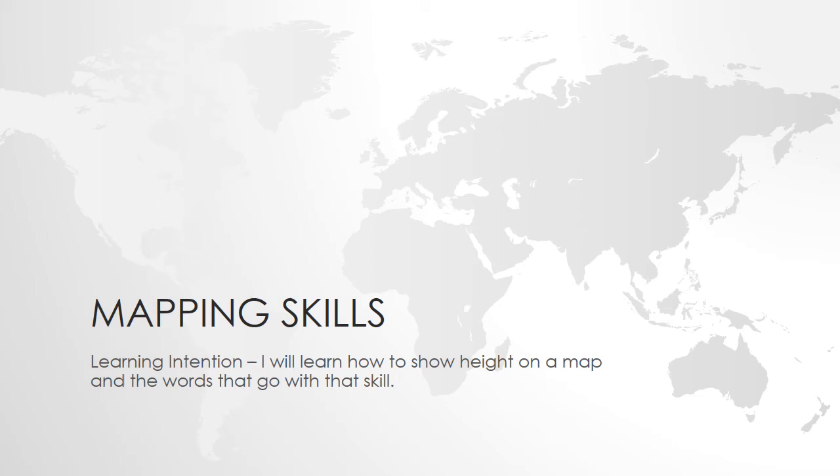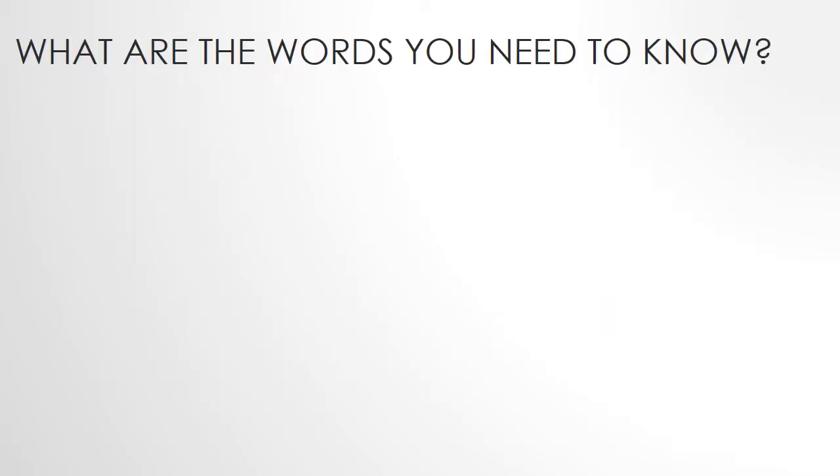Alright, so this is a lesson on mapping skills. Our learning intention: I will learn how to show height on a map and the words that go with that skill. So you'll know some words that go with it. You need to write notes. So start by writing mapping skills, the date, and then you can write some notes on when they're important.